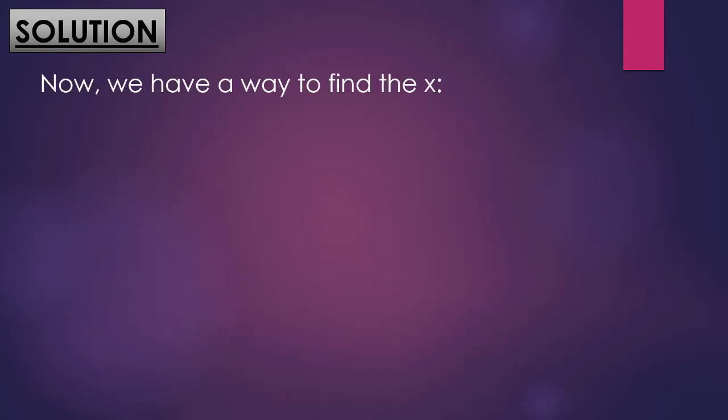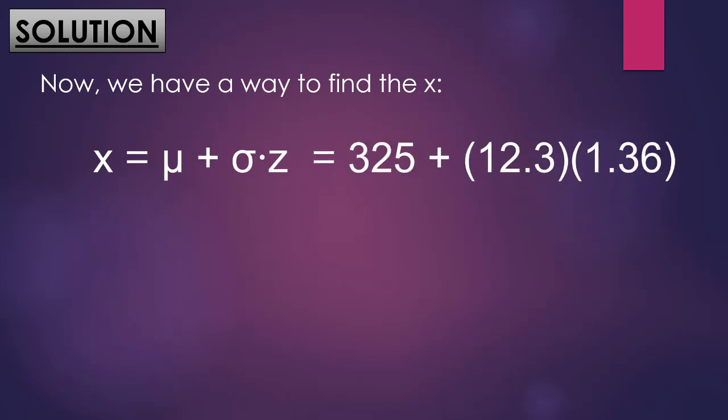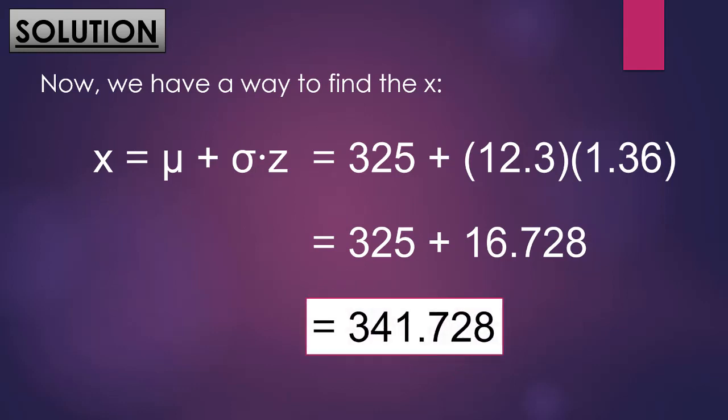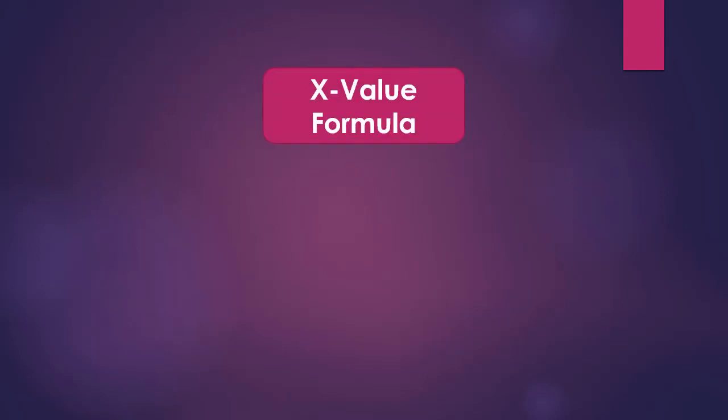So x is going to equal mu plus sigma times z. The mu in this problem was 325, the sigma was 12.3, and the z-score we just found was 1.36. We multiply, and we get 325 plus 16.728, and then we can add. So the x value here would be 341.728.